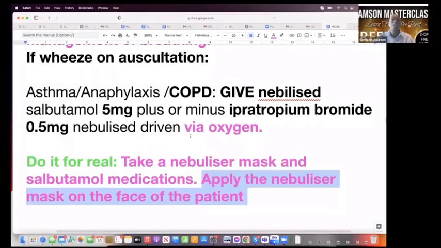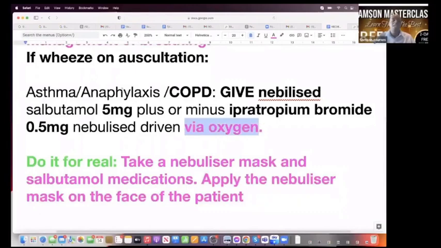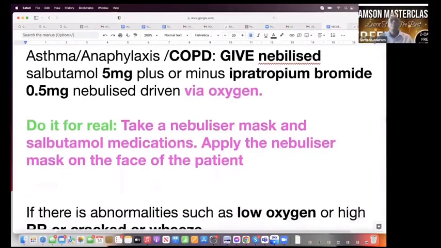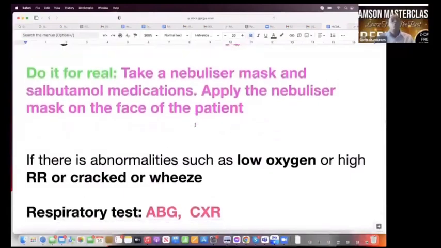If you didn't say it would be driven via oxygen, in asthma and anaphylaxis, saturations will drop. So you're going to now start panicking. I've given nebulizer salbutamol, but saturation has dropped. Yes, because it has to be driven via oxygen at the same time. Okay, good. So it's important to say that I'll give you nebulizer salbutamol 5 milligrams driven via oxygen. Good. So that's what we have done.